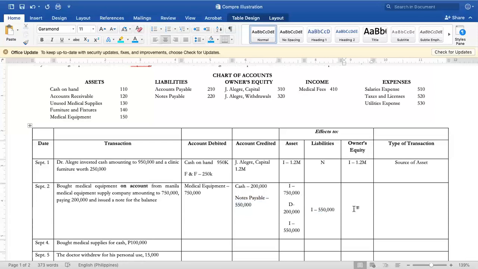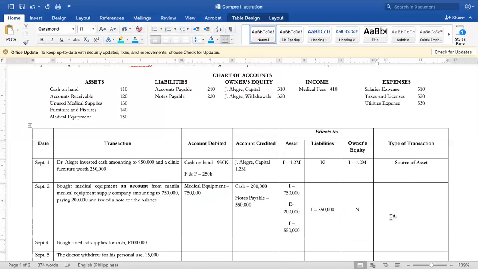Okay, how about owner's equity? No effect. Why? Because there's no owner's equity account in the transaction, right? In the debit and credit. So, therefore, no effect. So, does the equation balance? Yes, balance, because your asset had a total net increase of 550, and at the same time your liability increased by 550. Still balanced.